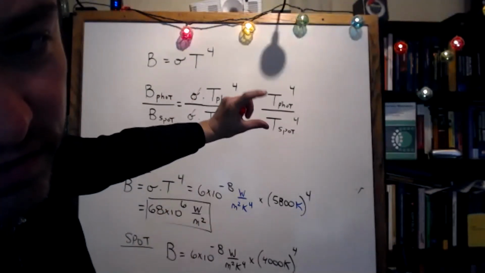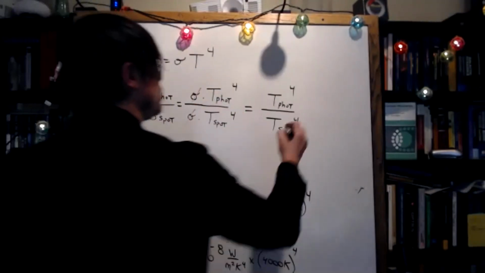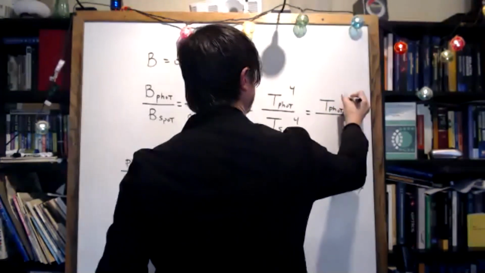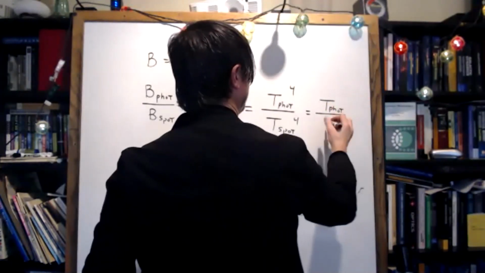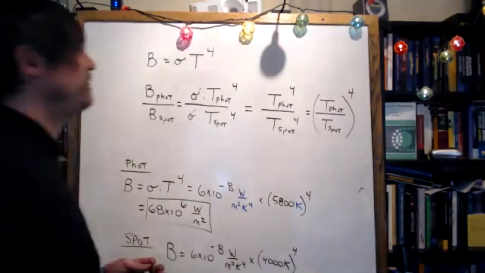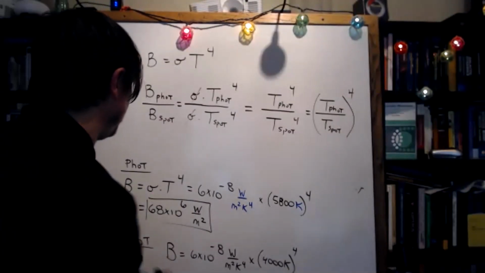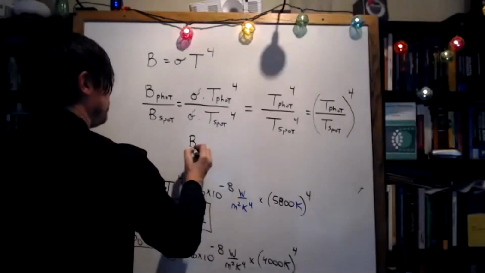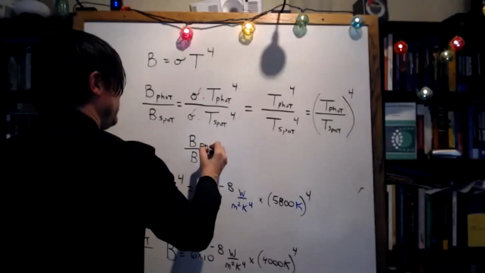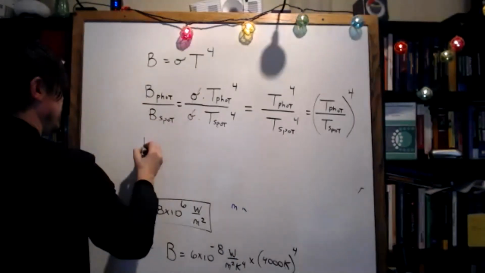Okay, watch this slick technique from math. I'm going to factor out the fourth power. So I'll simply get the ratio of the temperatures: temperature of the photosphere divided by the temperature of the spot, all to the fourth power. Now that was many words. I probably shouldn't have even tried this, but now I can calculate the ratio of brightnesses.